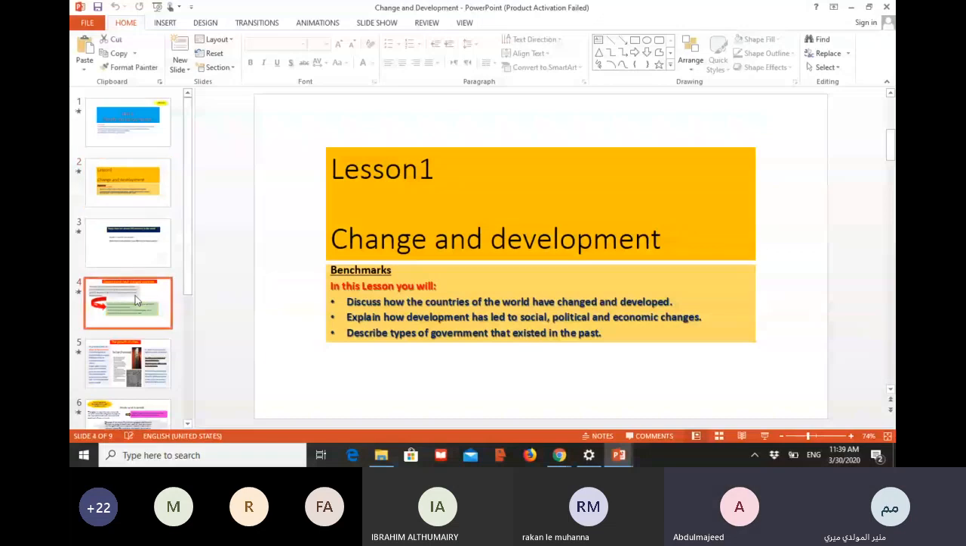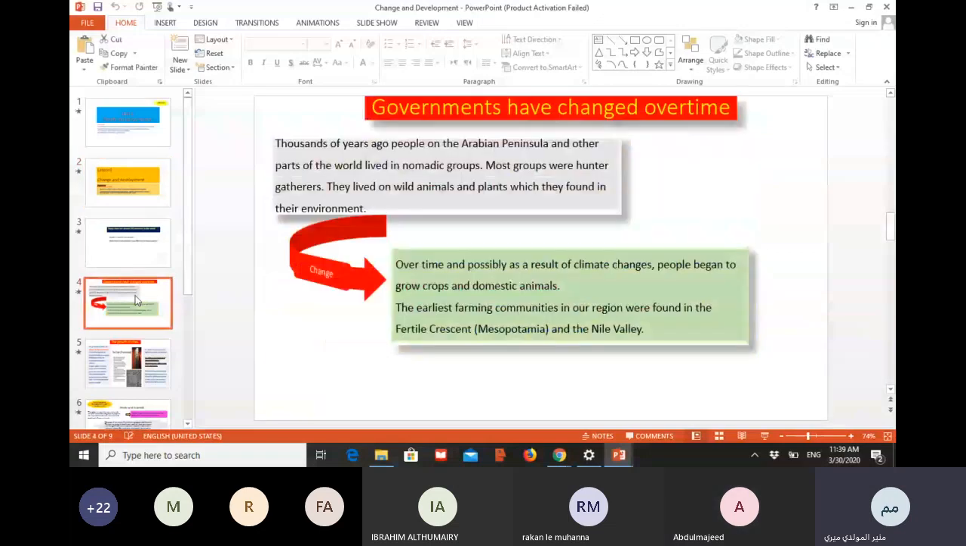So here, government has changed over time. At that time, we could not talk about governments. Governments appeared when the people settled themselves in cities, and then we started talking about governments.